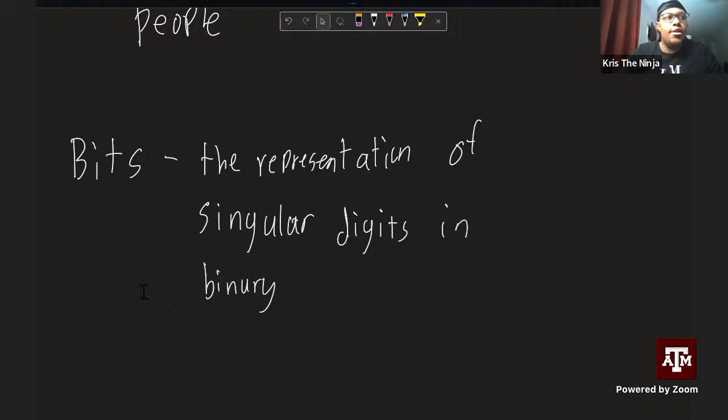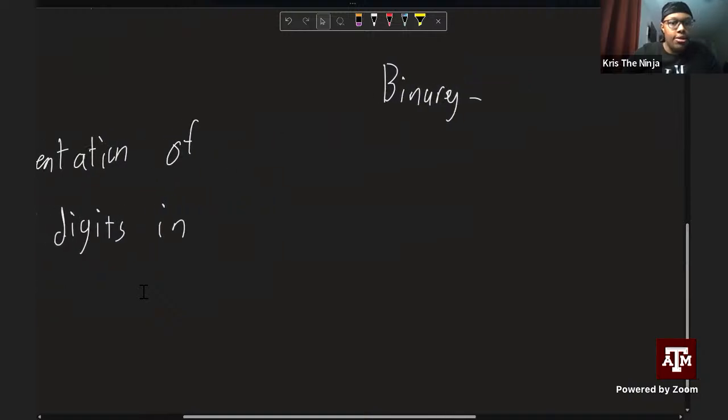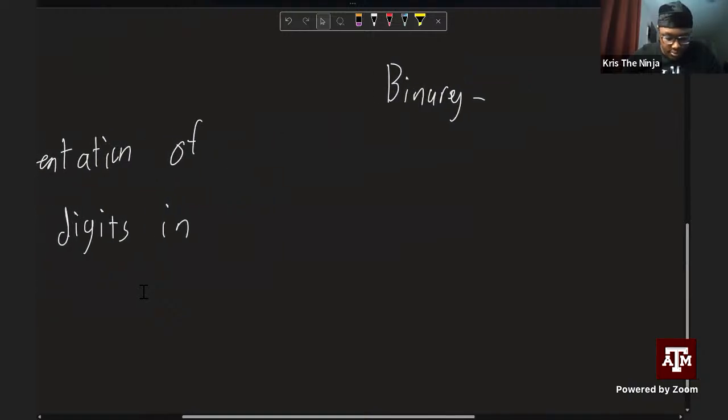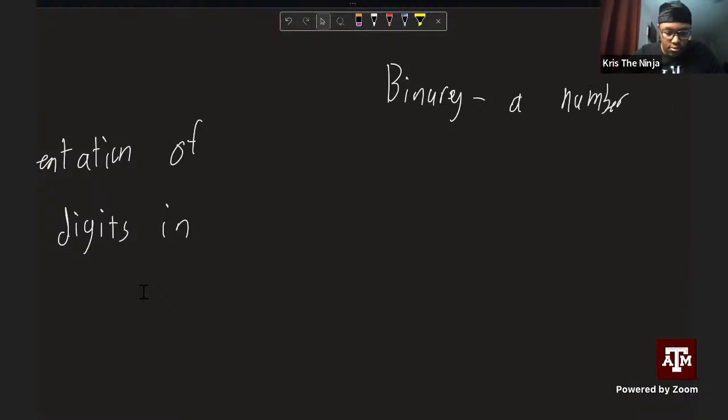And since binary is a two number system, you have to know the two powers. So I'm going to call it binary, a number system that works in powers of two. Now, what do I mean by it works in powers of two?